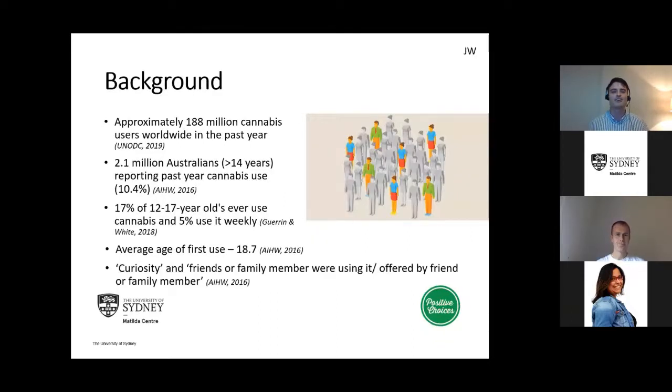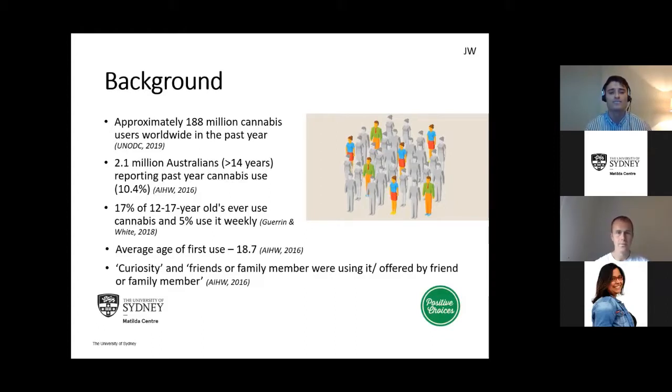All right, so a bit of background. Cannabis is the most prevalent illicit drug worldwide, with approximately 188 million cannabis users in the past year. Now, 2.1 million of those are Australian, aged over 14 years of age, which makes up about 10.4% of that population.